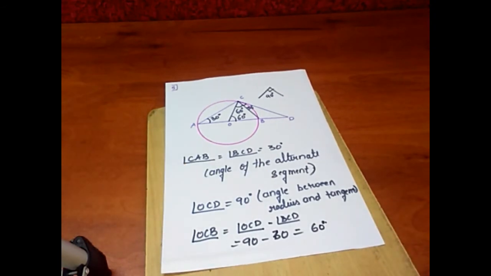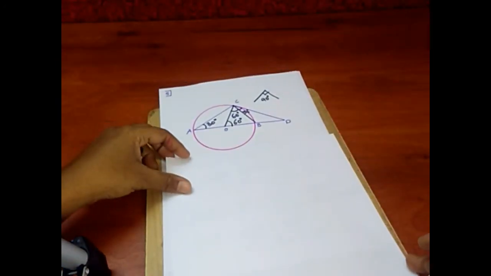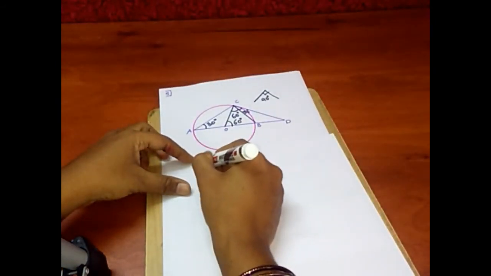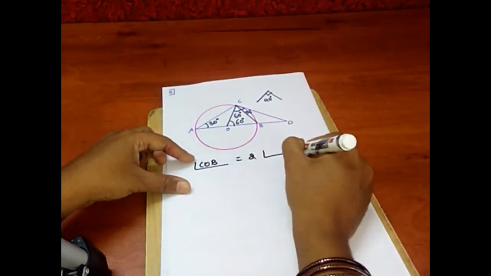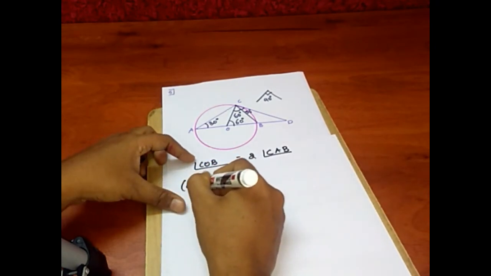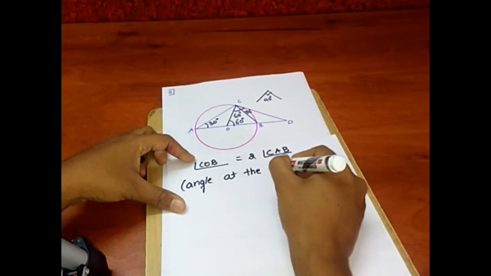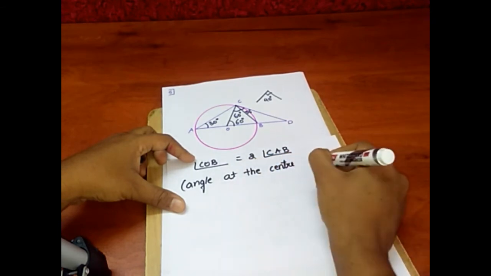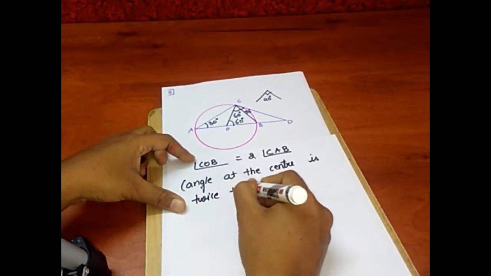Next point is angle COB is equal to twice the angle CAB. Reason: angle at the center is twice the angle at the circumference.